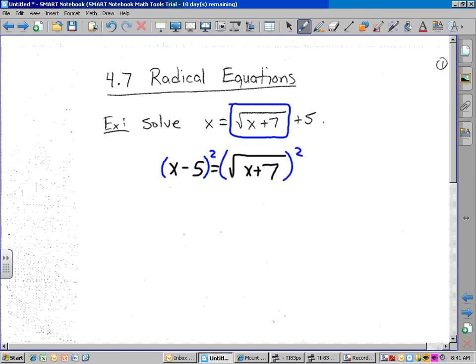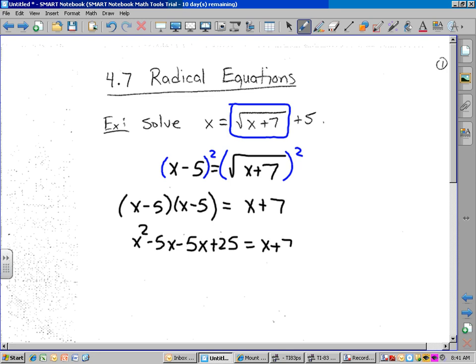But please remember that when you square a binomial, that means you actually are going to FOIL. Okay, that's x minus 5 twice. You are not allowed to distribute that exponent across a plus or minus sign. Okay, that is not allowed. On the right side, we're squaring a square root, so that cancels out the square root. We end up with x plus 7. Foiling out the left side, x squared minus 5x minus 5x plus 25 equals x plus 7.